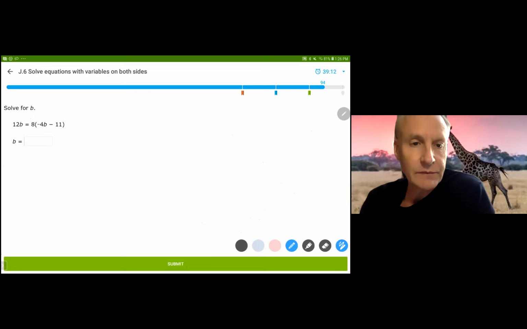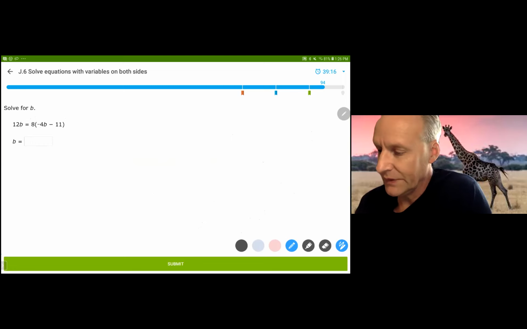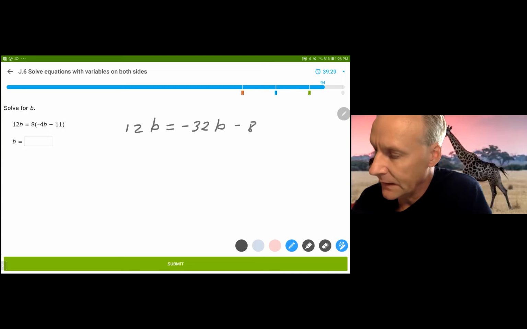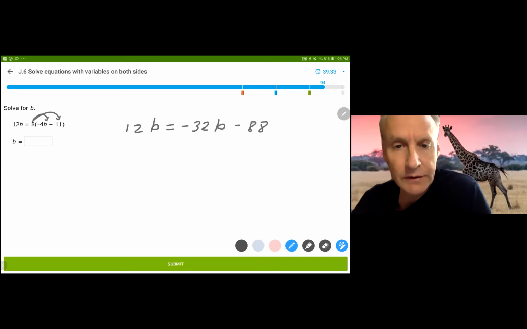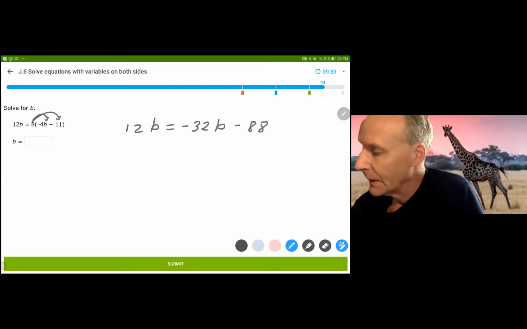Some people are going to be tempted to try to divide by 8 on both sides, but then you're going to get a fractional b, and it's going to be kind of a headache. So I'm going to go ahead and distribute the 8. I'm going to have 12b is equal to negative 32b minus 88. Make sure that you multiply the 8 times both terms. That's called the distributive property of multiplication over, in this case, subtraction.